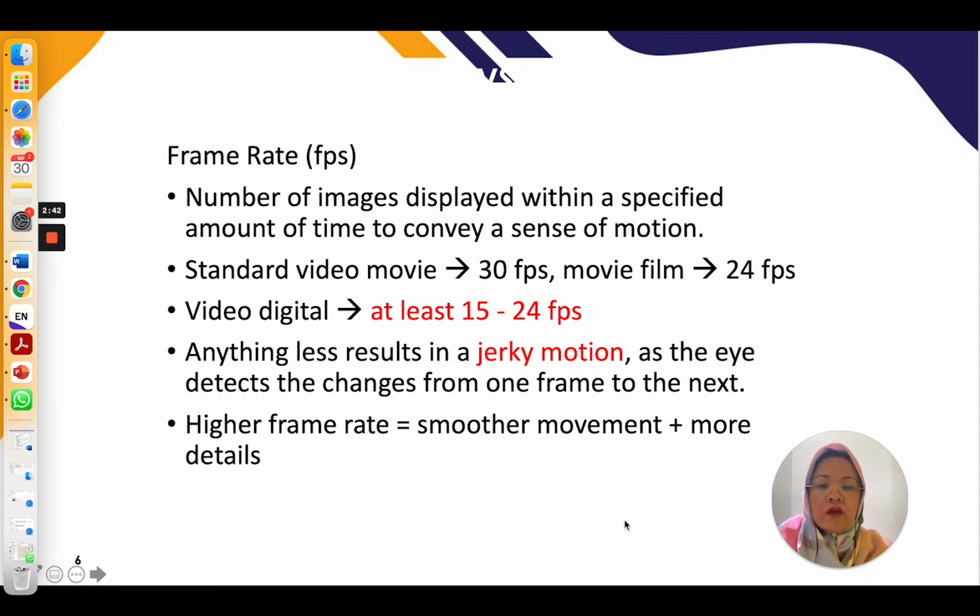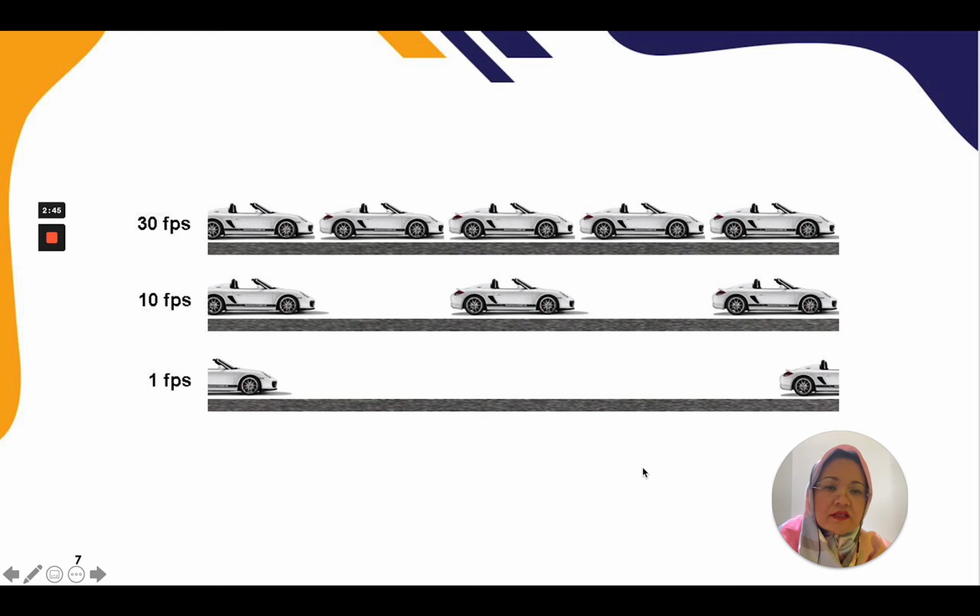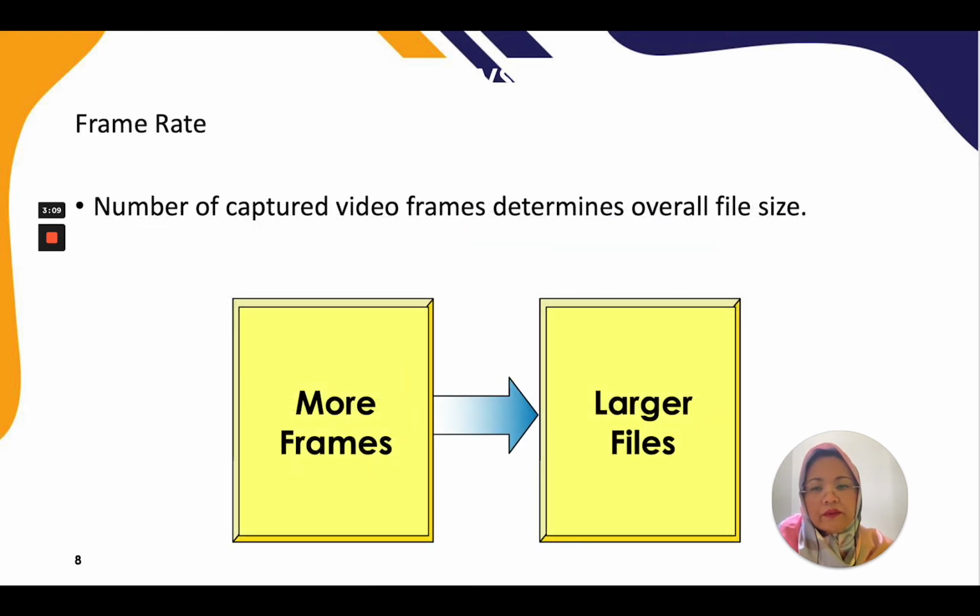So this is the example. Let's say if you use 30 frames per second, you can see how the car moves from one point to another point, right? As compared to if you only use 1 frame per second, you only get to see the beginning, and all of a sudden the car is already at the other point. You don't see the transition in between. So the number of captured video frames determines the overall file size. As I said, a higher frame rate means a larger size you will have to deal with.